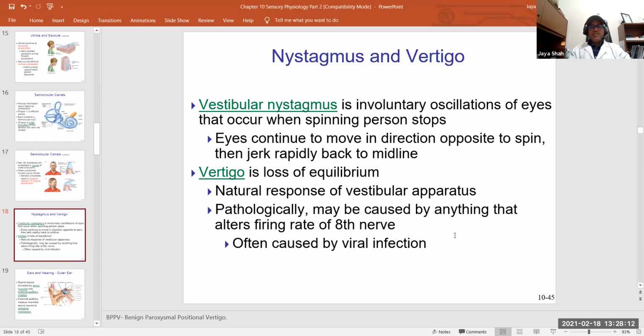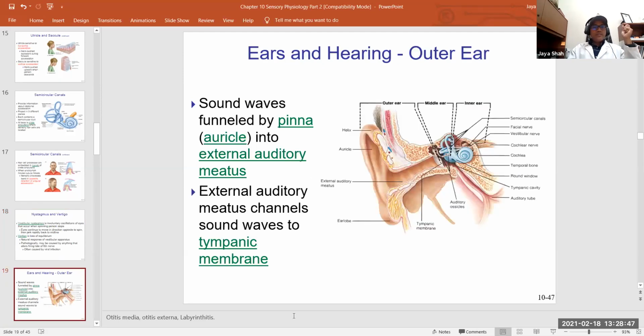Pathologically, it may be caused by anything that alters the firing rate of the eighth nerve, often a viral infection. So if sometime you have a viral infection affecting your eighth nerve, you can get it. Or, as I told you earlier, that is called vertigo, BPPV, benign paroxysmal positional vertigo. That is when a small piece of rock, like a piece of the gelatinous material, breaks off and moves randomly in the fluid. Okay. So that is the part here.